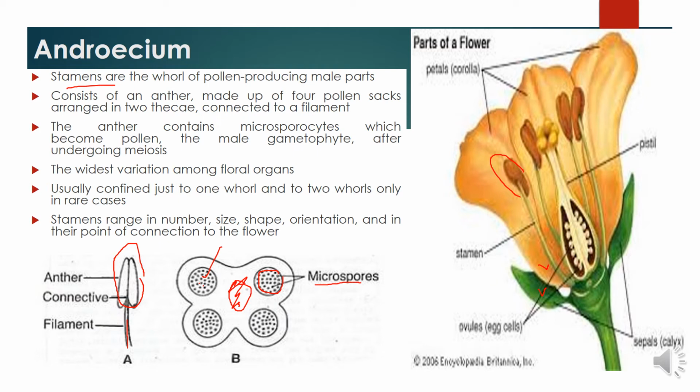This is the transverse section of the anther, which is mounted on the top of the filament. Now, there are various variations in the shape, size, and type of attachment of the stamens, and also in the method of dehiscence, which I will be discussing in the next slide.